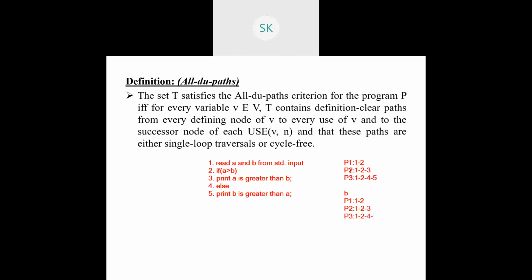Now what is this particular thing? So DU path, okay, fine. What is the successor node of each? Successor means next node, whatever next node you are talking about. So here, with respect to 1, 2, 3 is a successor node. So it should be considering that particular node. The next node should also be involved in identifying it. Then we call it all DU paths.